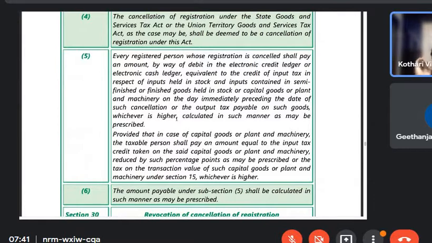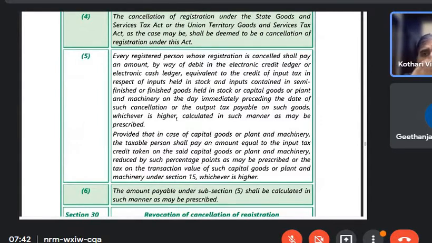So this input tax which you have claimed and this output tax which is estimated to be paid if it is sold, whichever is higher, that tax you have to pay either by debiting the electronic credit ledger. In case at the time of cancellation you are having ITC carry forward, either you can pay that way or you can pay by cash.